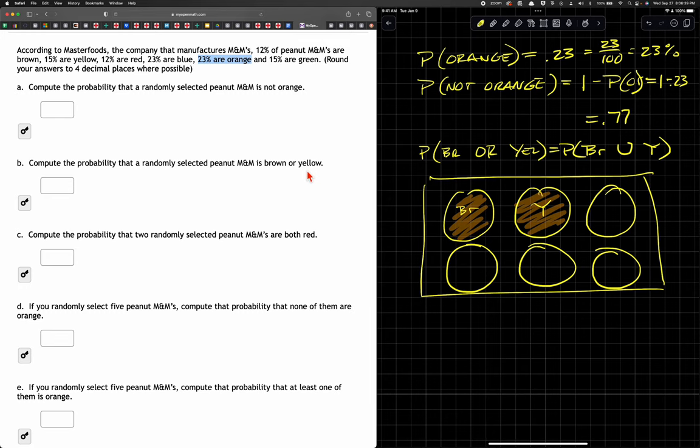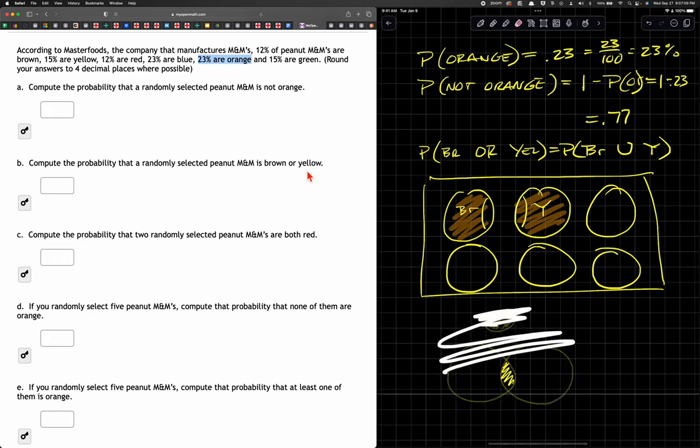Now, it gets more complicated if we had an M&M that was brown and yellow, say striped, because those M&Ms would be inside this and inside this. In other words, our Venn diagram for brown and yellow would have this overlap of these striped M&Ms. Then we have to deploy the addition rule. We can add them together and then subtract the overlap. Add them together and subtract the overlap. In this case, we don't need to do that.